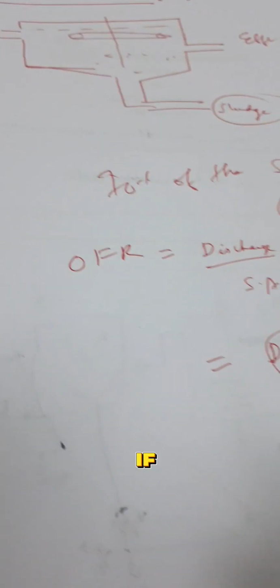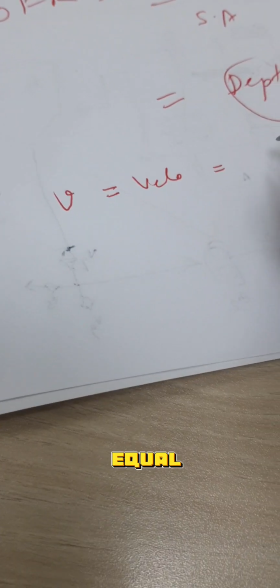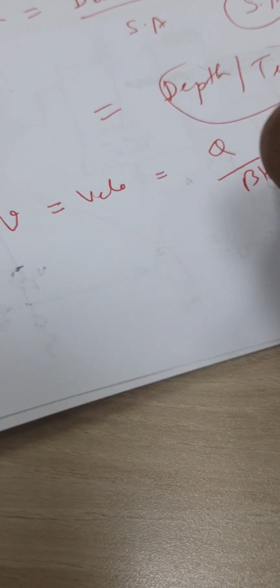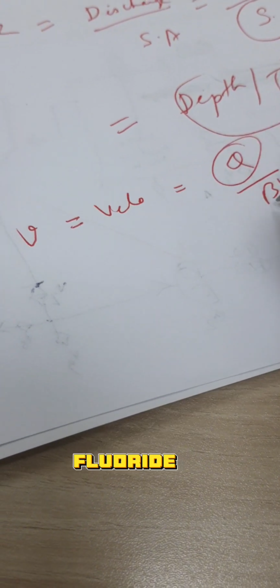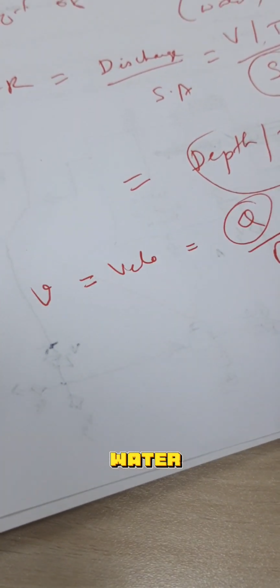And if Q is the discharge entering the basin at which the water is flowing, then V, the velocity, is equal to Q upon BH, where Q is the flow rate, B is the width of the tank and H is the depth of the water in the tank.